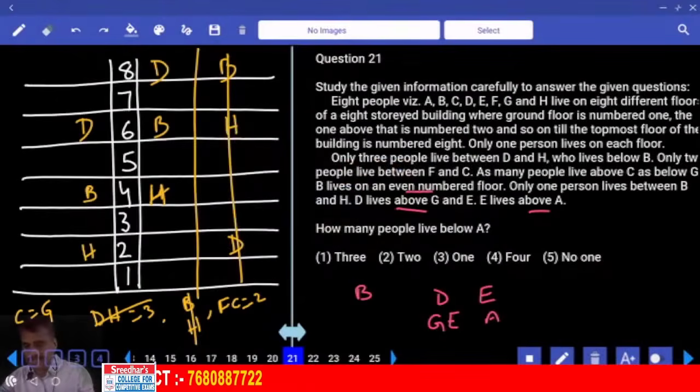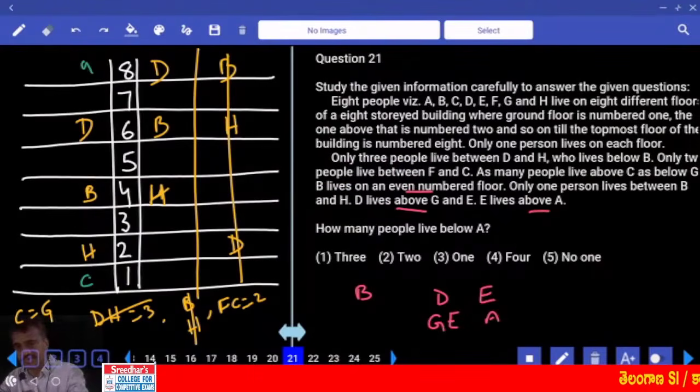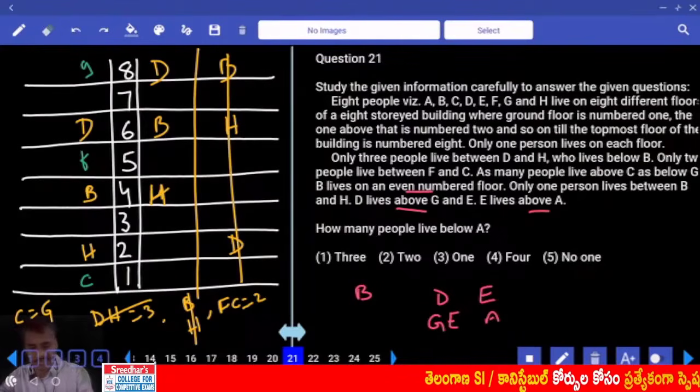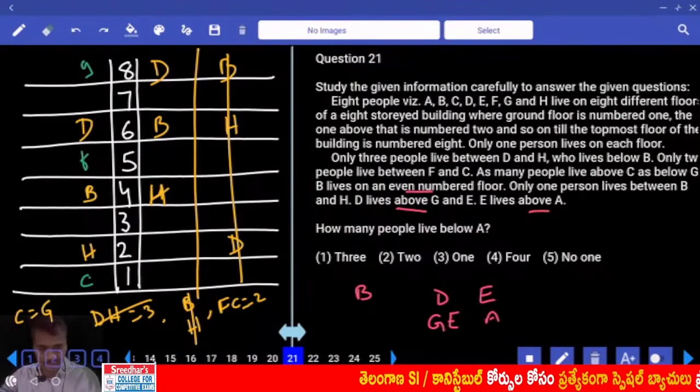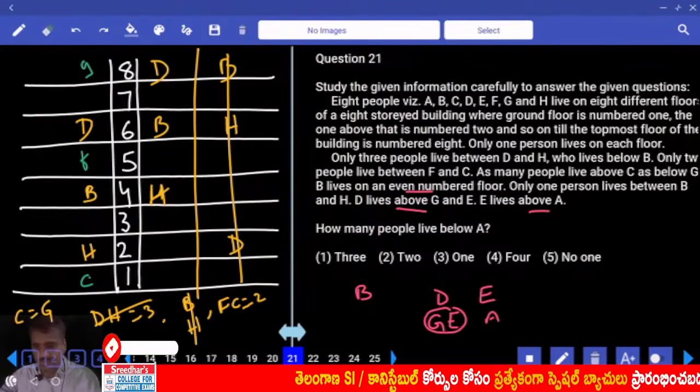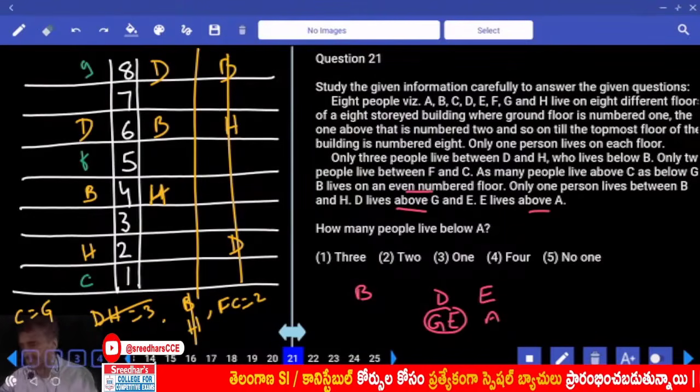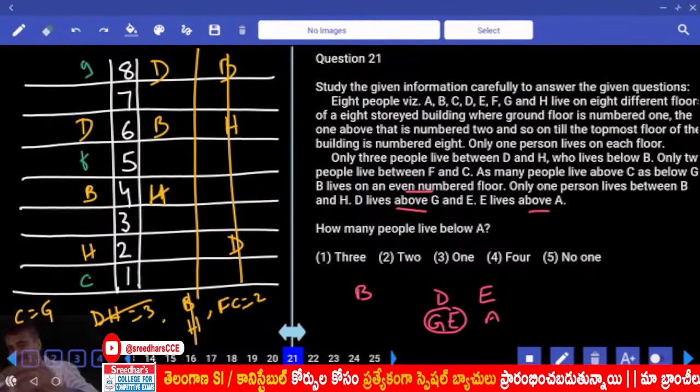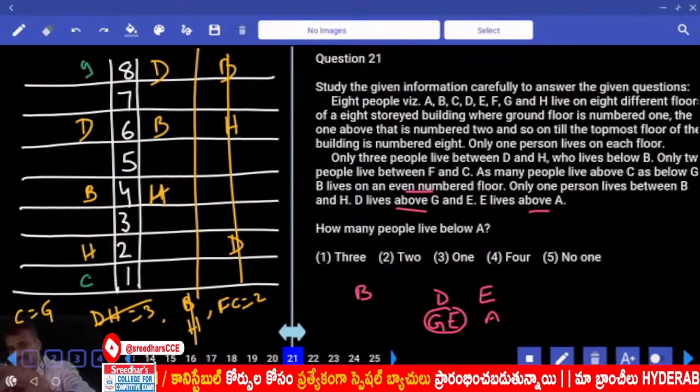Now in between, can we have C at this place? Must see. If C is here, then G will be here, that is 1 point. Then between C and F, there must be exactly 3, F is here. Then if C and F are like this, then now this, D is above both G and E. Is it possible? Not possible. Hence G cannot be above this one. Hence G must be below this.